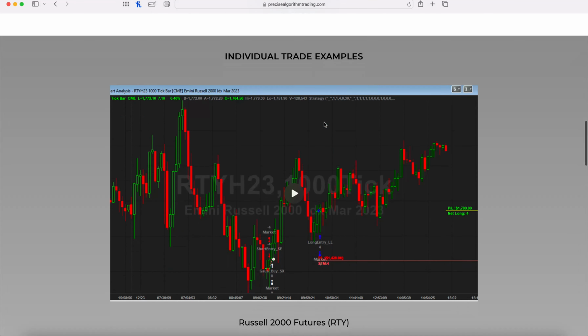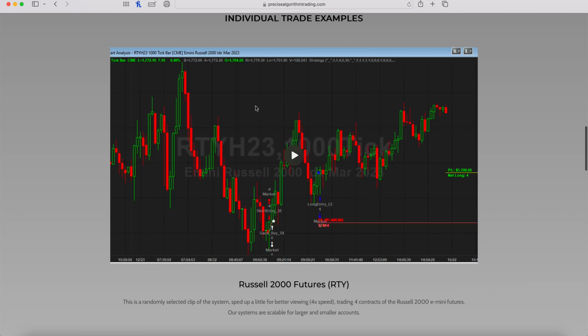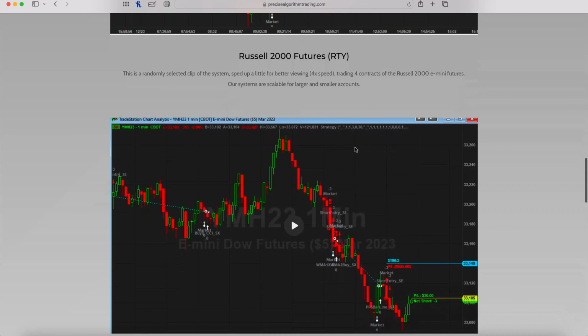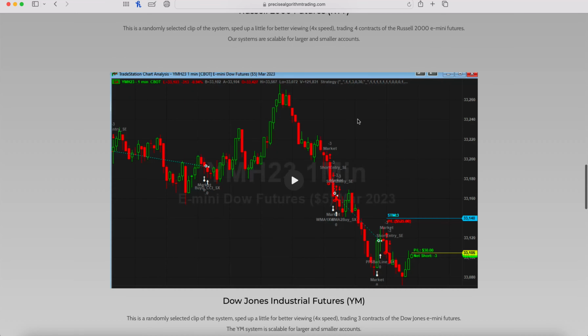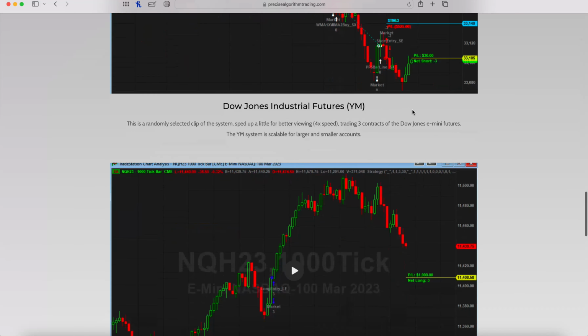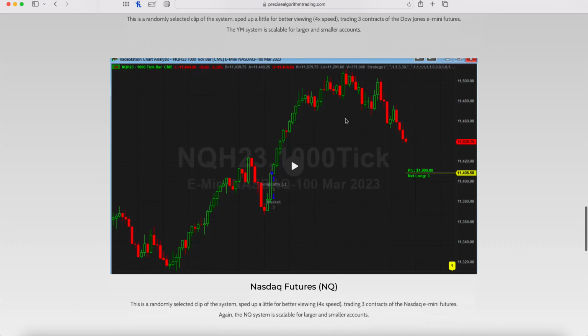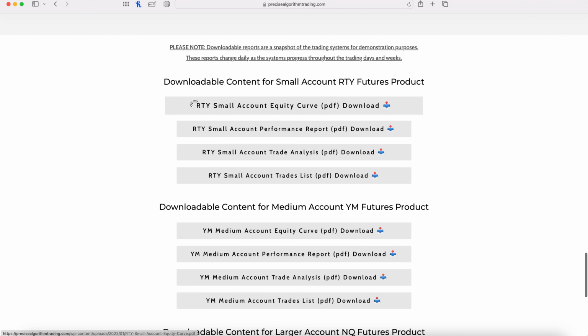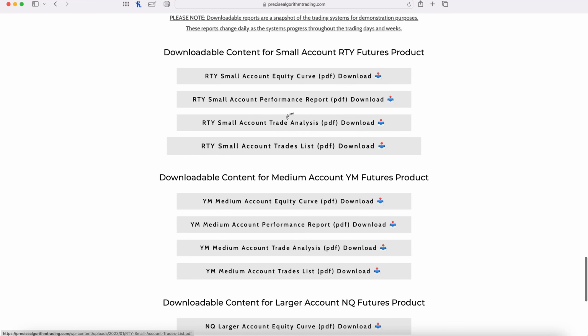Then you go down here, and these are examples with videos, and you can see actually how the price moves while it's in a trade. And it's helpful to understand the platform, the platform being TradeStation. And then down here is where we actually have the performance reports, all the statistics to go with it.